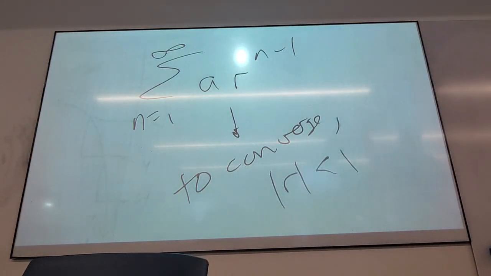Notice, P series, the power has to be greater than 1. Geometric, r has to be less than 1. So instead of memorizing it, why does that make sense? If I tell you I have a number, and I'm going to keep multiplying it by itself, what do you think is happening? You would say it's getting bigger. But is that always true?